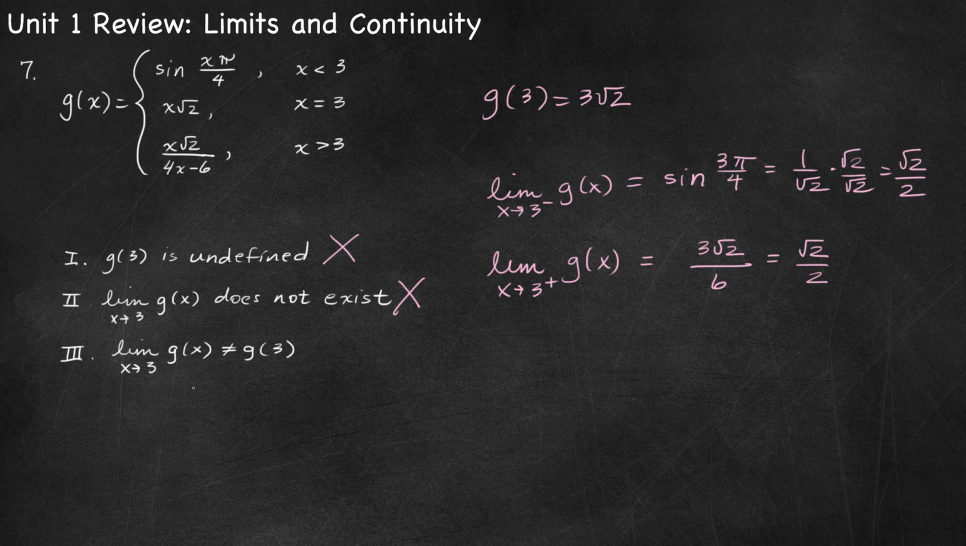Statement 3 says the limit as x approaches 3 of g does not equal g of 3. Well, that's actually true because our limit is root 2 over 2, and g of 3 is 3 root 2, and those values are not equal to each other. And if that limit does not equal the value of the function at that x value, then the graph is not continuous. So statement 3 is the reason why this is not continuous at 3.